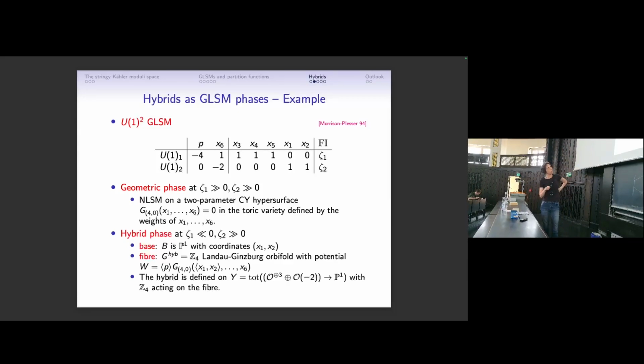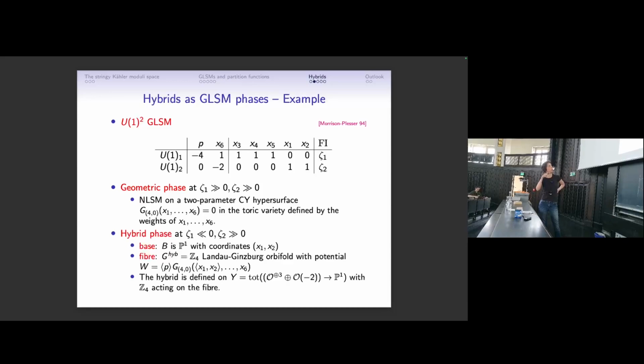So for the experts, they will also see that this has an additional structure. So this is a fibration. So this is a P^1 base manifold, and we have a K3 fibered over this. So what we can do now is take the first FI parameter to negative infinity, or to negative values, so that the K3 fiber undergoes a Landau-Ginzburg transition. And that gives us a hybrid phase, as already Morrison and Plesser pointed out in '94, so that's not really news. And this really fits the setup.